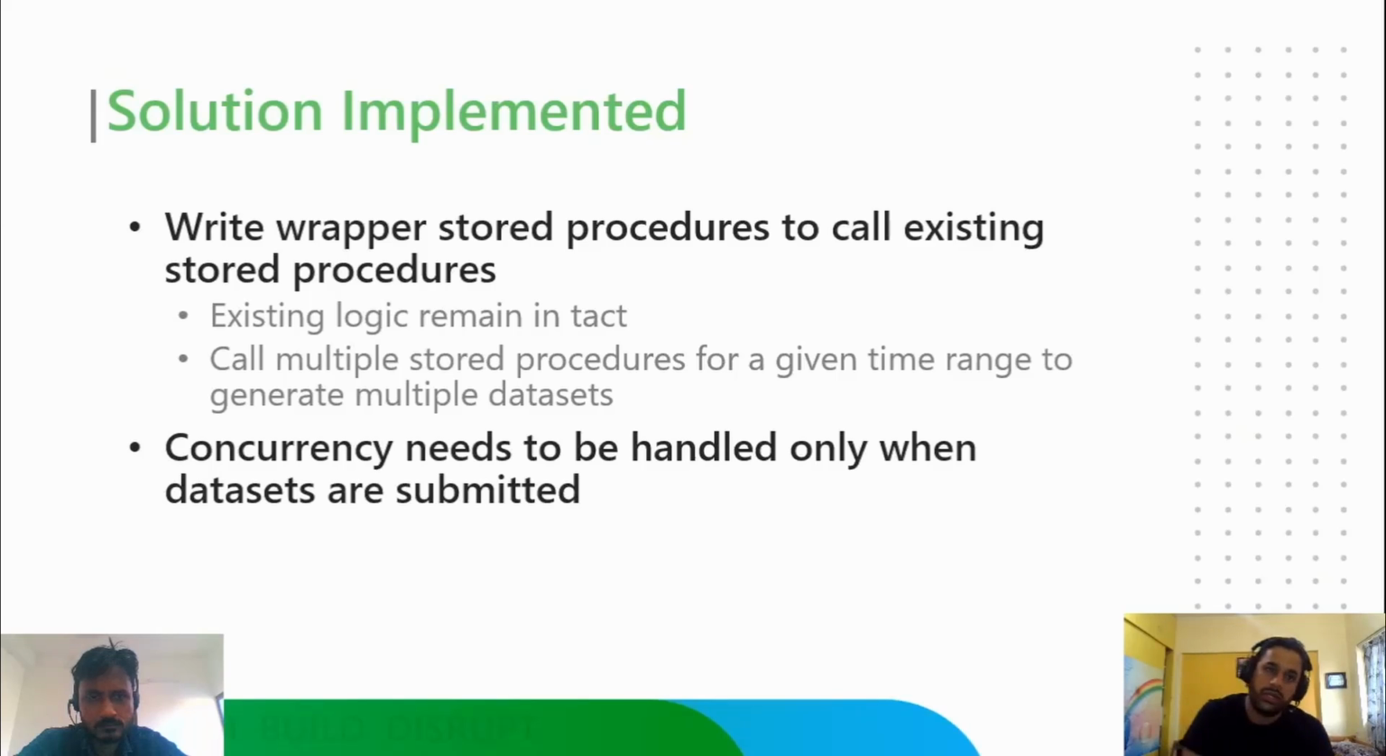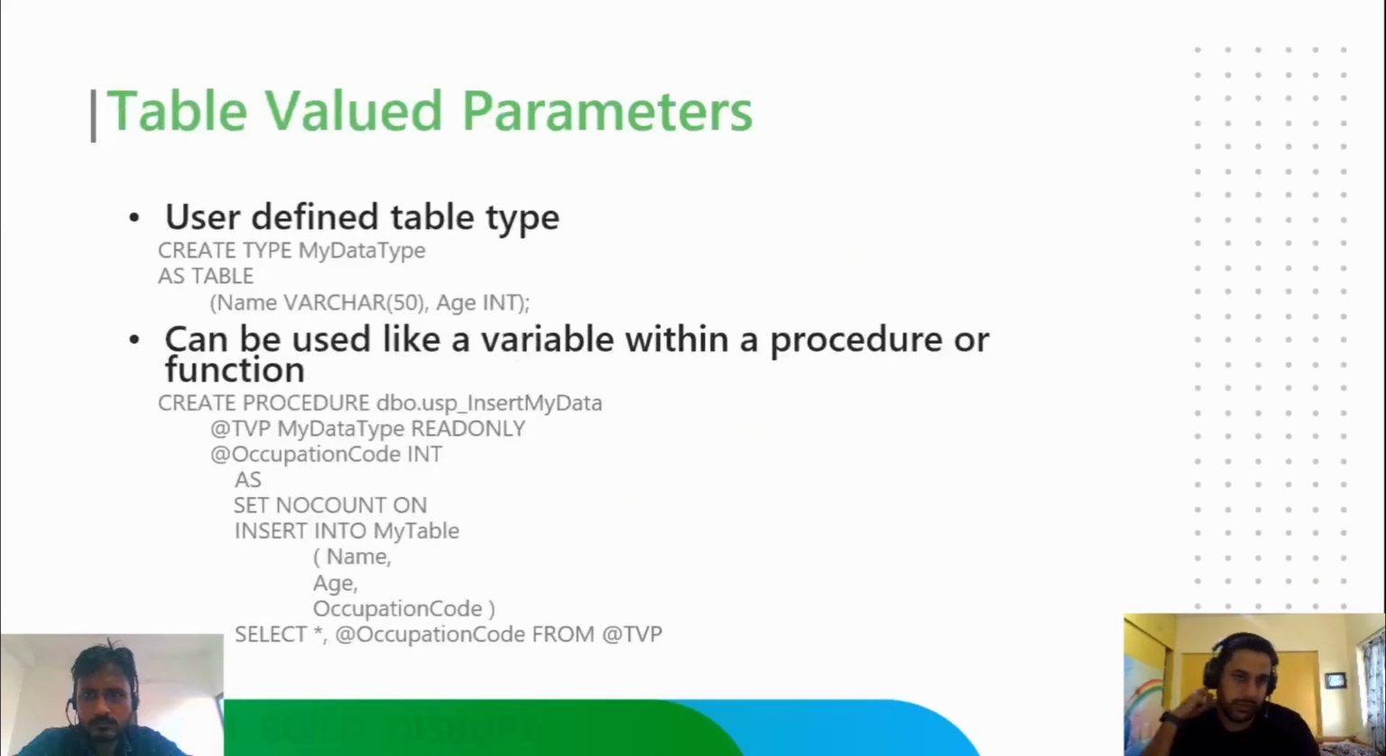So what is a table valued parameter? In SQL Server, we can create our own table type with this syntax: create type, and I can provide my own type as table. This is similar to the normal table that we create, using the parameters and the type. Here I have created my data type with name and age as its fields. I'm going to show you on the database side how it looks.